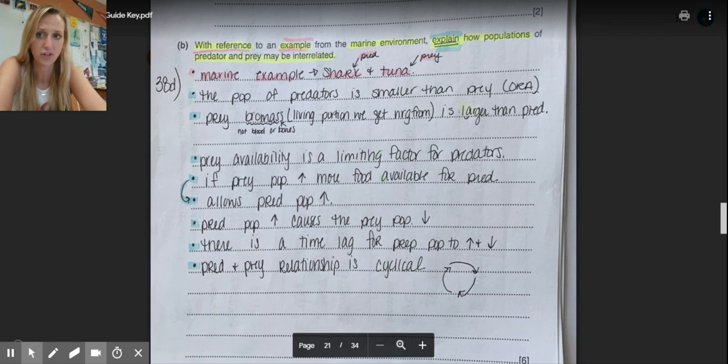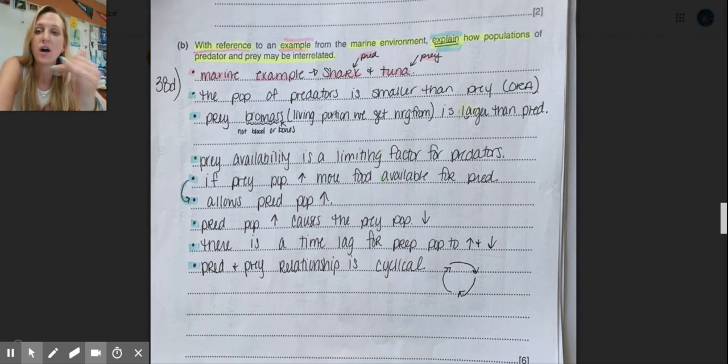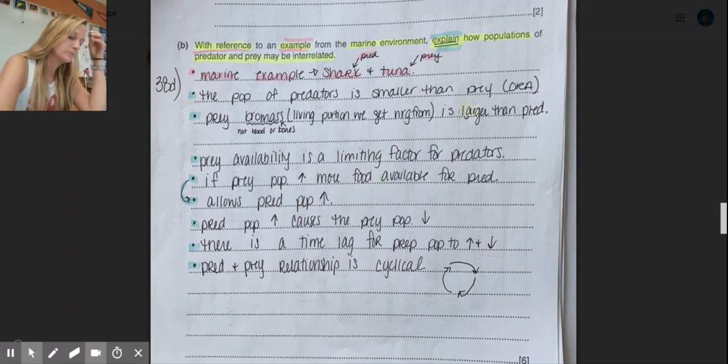And then mention that the predator-prey relationship is cyclical. They keep each other in balance. One population controls the other. The prey population controls the predator, for sure, because if there's not enough prey, then the predators die.